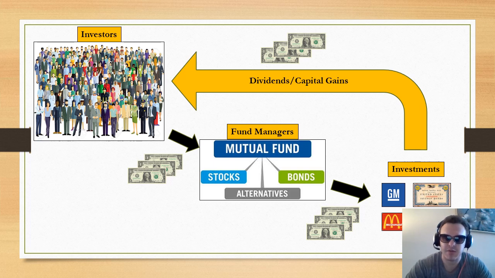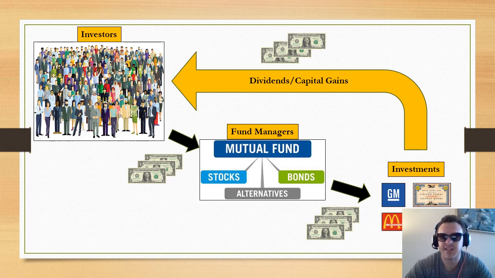So, like I said, in the top left you have the investors. They give money to the fund managers. Those fund managers buy whatever the mutual fund has been designed to buy, all right? You can have a stock mutual fund. You can have a bond mutual fund. You can have a mutual fund that invests in alternatives. You can have a mutual fund that invests in everything at once. All right, there's all different types of mutual funds.